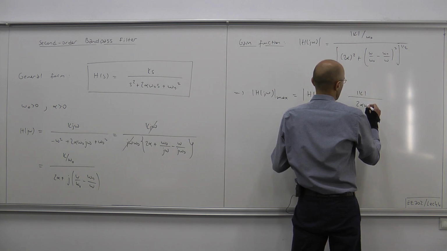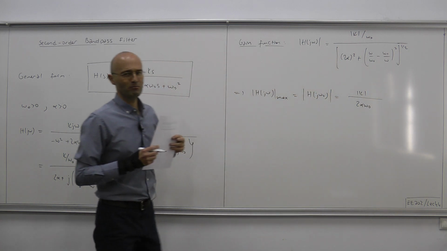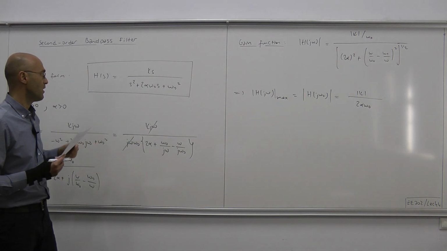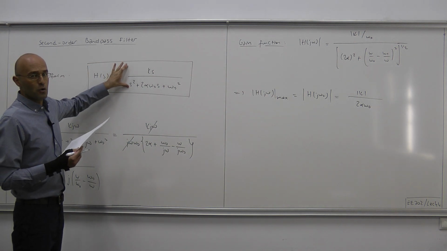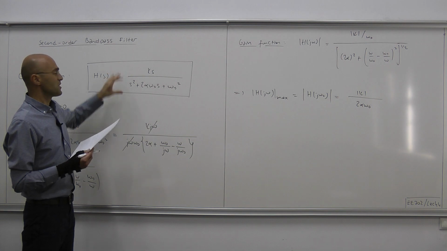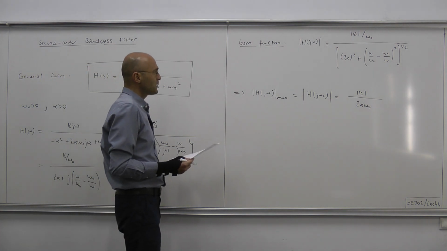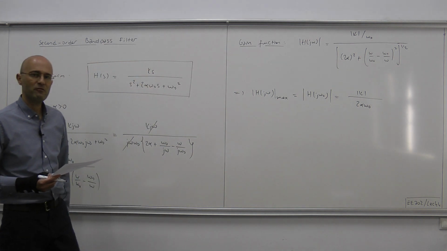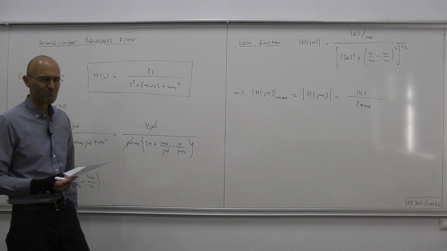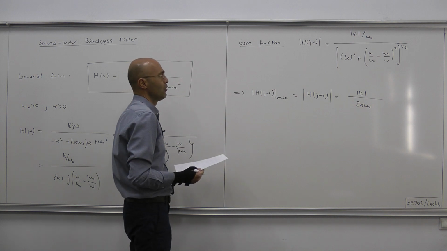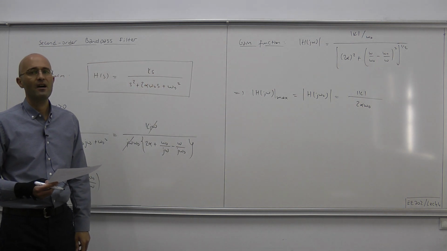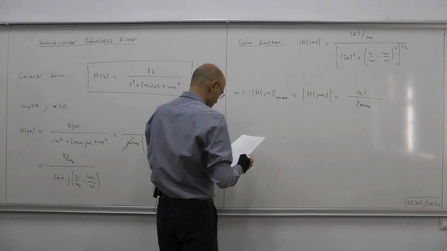Okay, 2 alpha omega 0. So that's the maximum gain we can achieve with our filter, whose transfer function is given here. Okay. Now let's try to qualitatively figure out what happens at low frequencies, and also what happens at high frequencies.